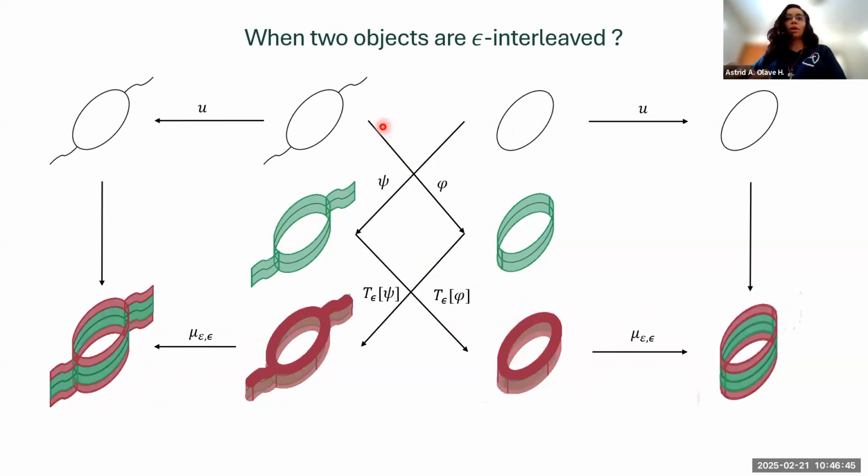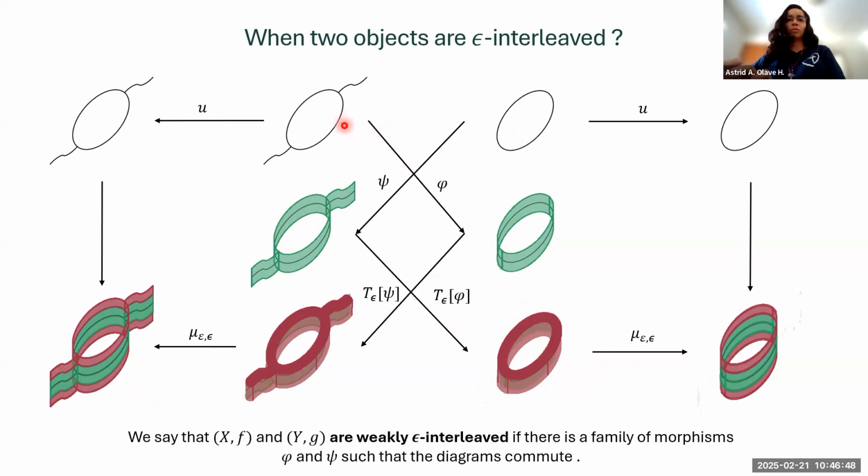So now our interleaving distance comes this way. We say that these two are weakly epsilon interleaved if there is a family of morphisms, phi and psi, such that the diagrams commute. Now these diagrams have 5 arrows. We go from the bacteria to the thickening circle, to the double thickening of the bacteria, and then we use the natural transformation to go, oh, that's a different epsilon. Oh, well, to the thickening by 2 epsilon of the bacteria. And the other path is going to the 0 thickening and then to the thickening by 2 epsilon. So the interleaving has, instead of a triangle, this diagram, this pentagon, you can say it that way.